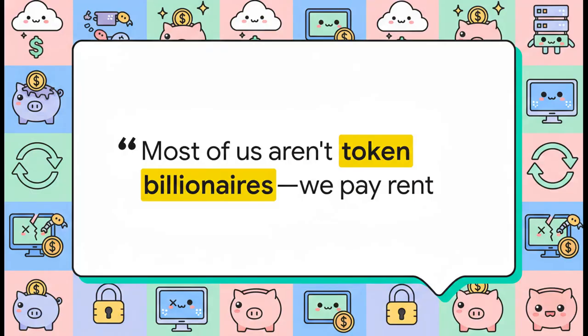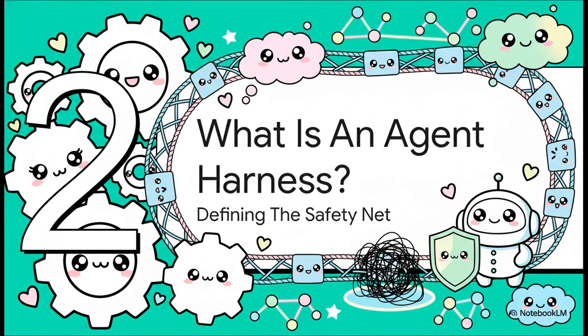AI engineer Tejas Kumar put it perfectly in our source material. He said, "Most of us aren't token billionaires." And it's so true, isn't it? We don't own massive server farms. We're essentially paying rent to companies for compute and for tokens. We pay for every single interaction, squeezing them into a limited context window. So because every single mistake costs actual money and every loop drains our budget, we need absolute, unshakable reliability from our agents. Which brings us to section 2.